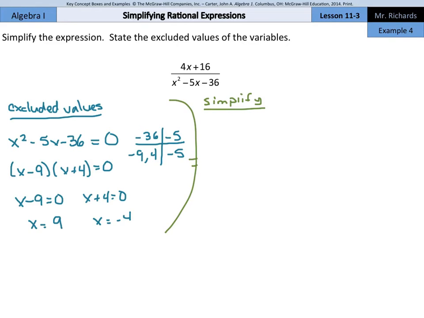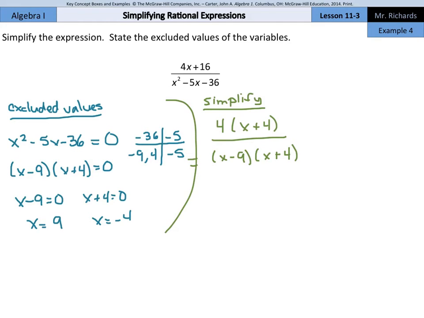So, 4x plus 16 over x squared minus 5x minus 36. Let's see if we can factor this out. For 4x plus 16, we can pull out a 4, so that's going to be 4 times x plus 4. And the x squared minus 5x minus 36, it's convenient here because we've already factored this out over here, and so we have x minus 9 times x plus 4.